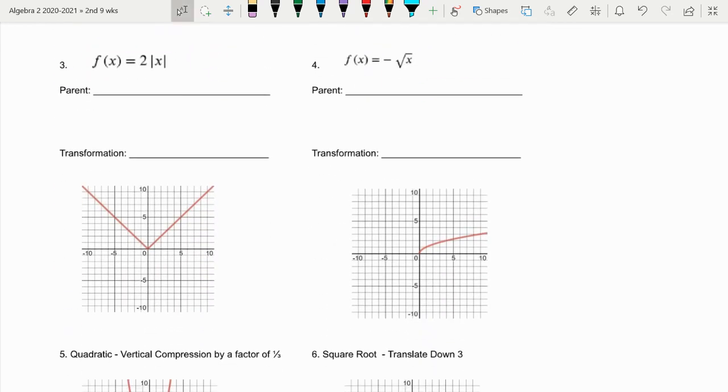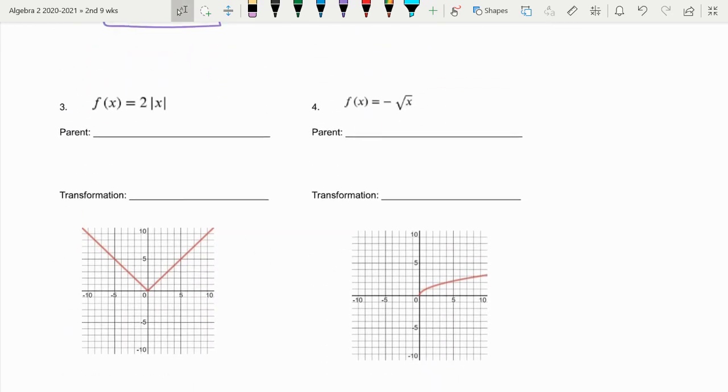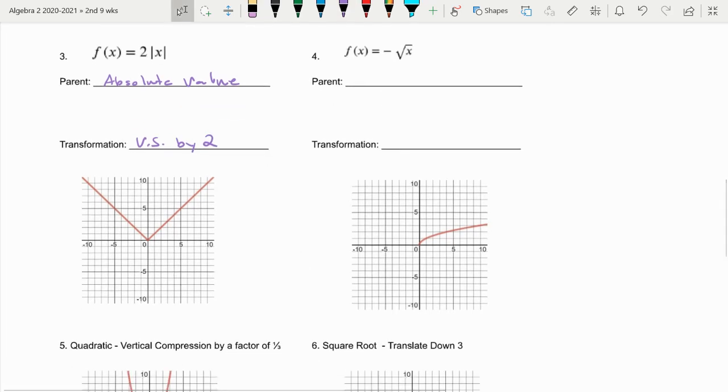Okay, so let's look at this one here. Now we got equations. So f of x equals 2, those bars mean absolute value of x. So what is the parent? Absolute value. All right, what's the transformation? Well, it's a 2 in the front, so that's going to be a vertical stretch by a factor of 2. I'm writing VS for short. Here, they're nice enough, you're all welcome, that we gave you the parent function.